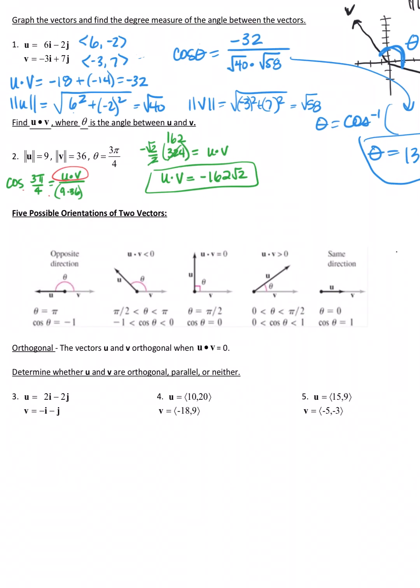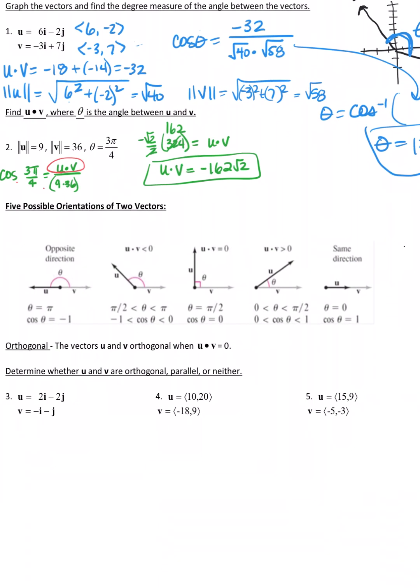Now, when you look at two vectors, there's 5 possible ways they can connect. This may be obvious to you, but I just want to make sure you realize this. If they sit end to end and go in opposite directions, that means the angle between them is the angle pi, right? 180 degrees. And the cosine of that angle of pi is -1.